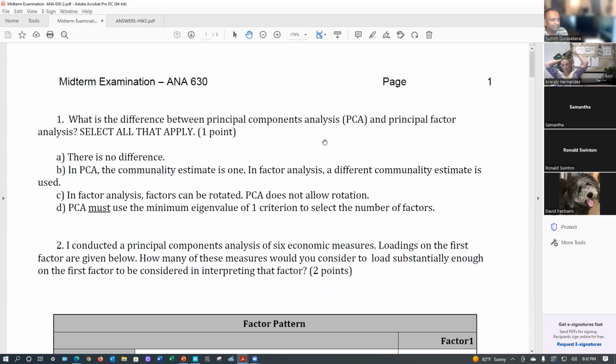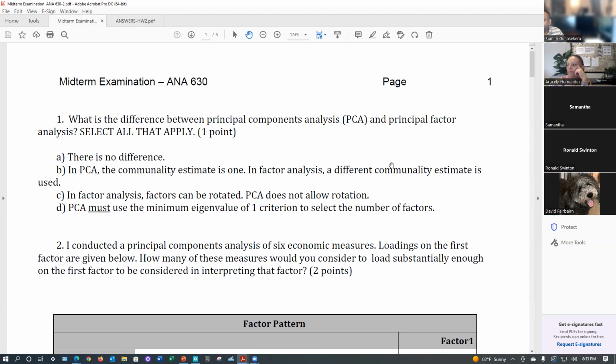We can just finish this one. What is the difference between principal component analysis and the principal factor analysis? Principal component analysis is a type of factor analysis. Can be rotated or no difference, or PC must use the minimum eigenvalue criterion to select that one, or communalities is one. In factor analysis, a different communality estimate is used. In factor analysis, factors can be rotated. PC does not allow rotation.